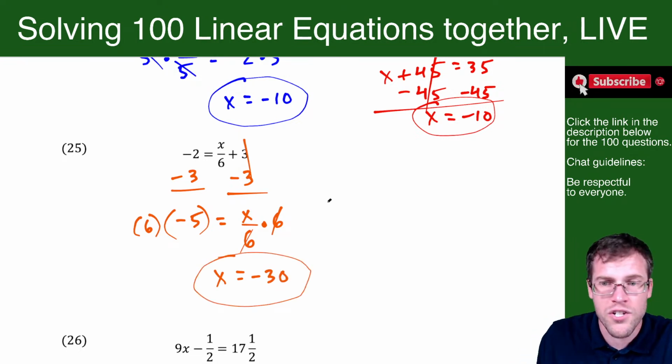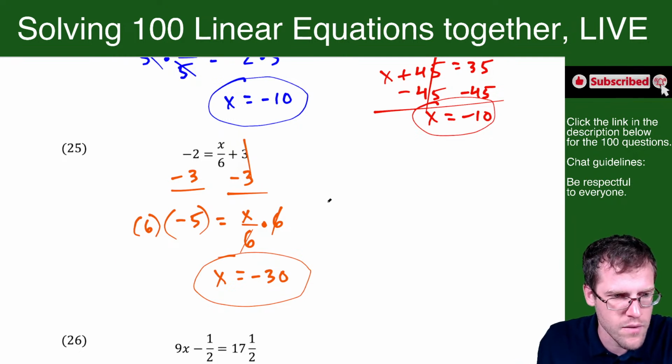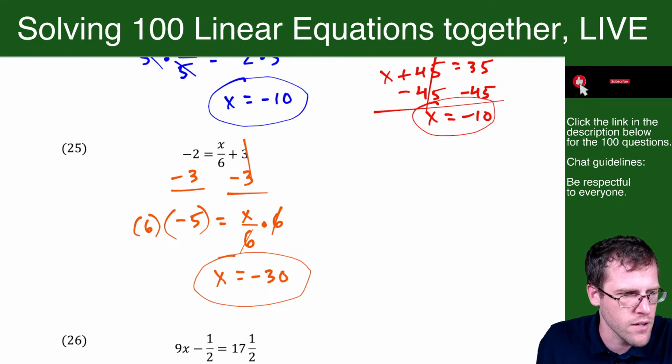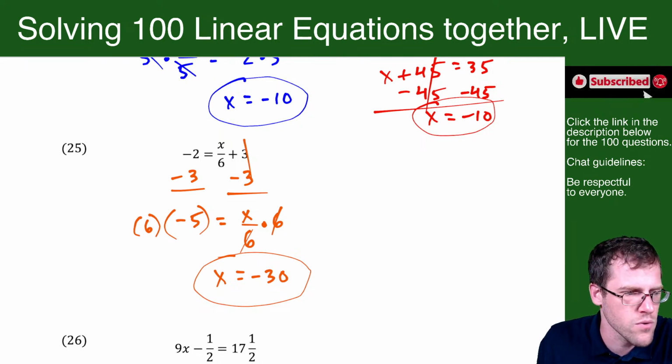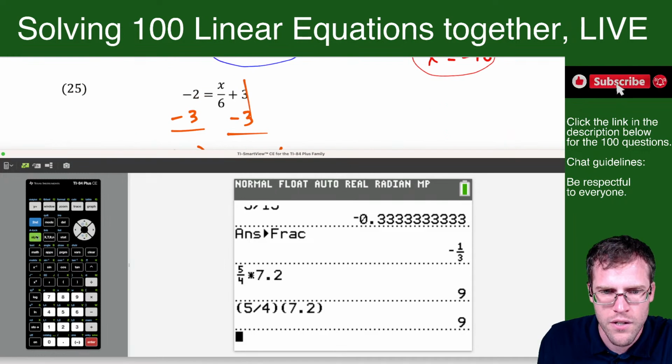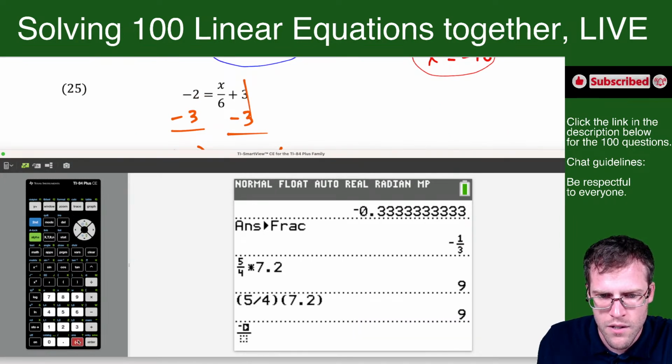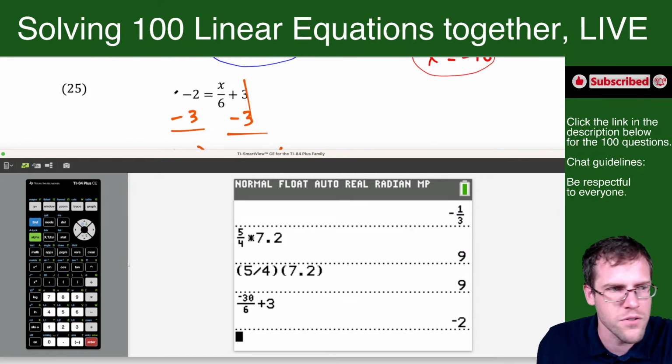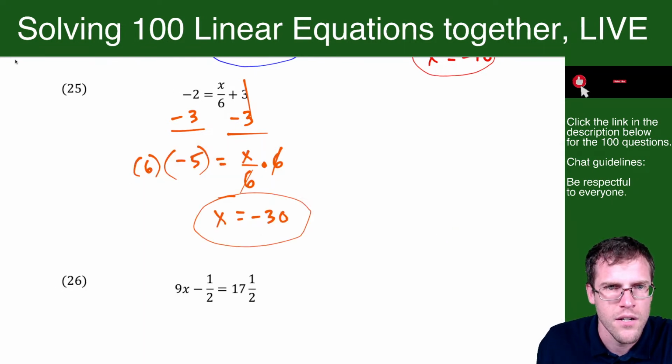If we want to check our answer, because in the chat I see we put negative 9 for a moment, remember you could always check your answers to these. If I'm claiming the answer is negative 30, then I'm going to write alpha y equals enter, negative 30 is my numerator for x, divided by 6. Then I exit and write plus 3, and see how it gives me negative 2. So I'm feeling good about that answer to the previous one.